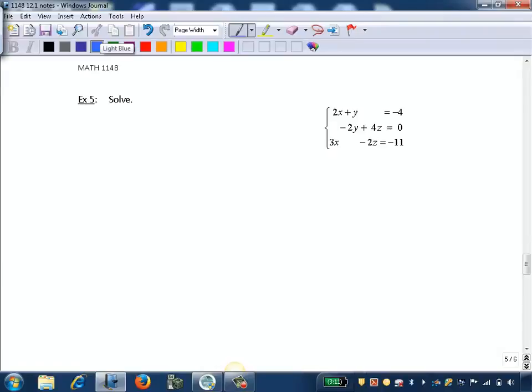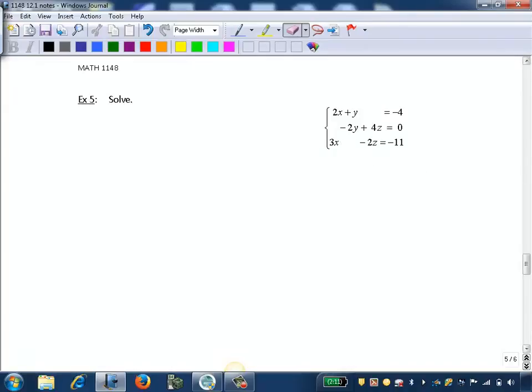In this example, we're asked to solve the following system of 3 equations and 3 variables. 2x plus y equals -4, -2y plus 4z equals 0, and 3x minus 2z equals -11. So this one might look a little different than the previous example in that it's missing variables. Each equation is missing a variable. The first equation's missing z, the second one's missing x, and the third one's missing y.